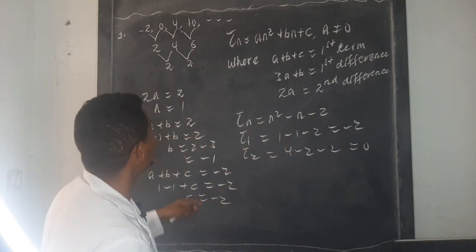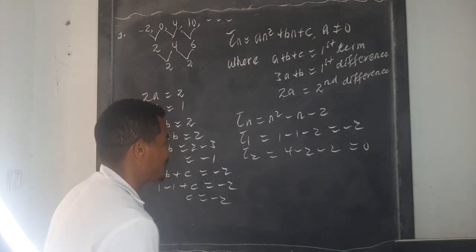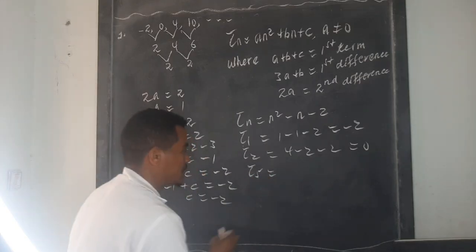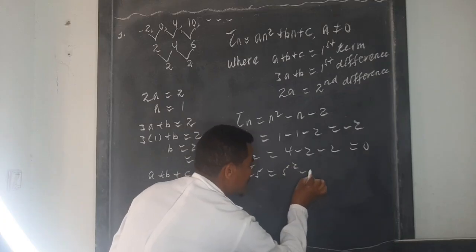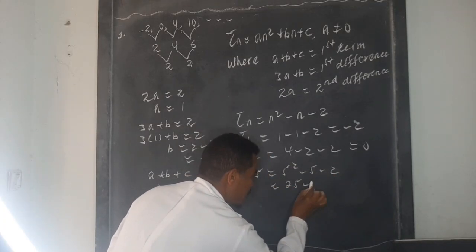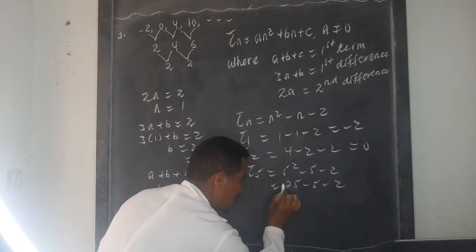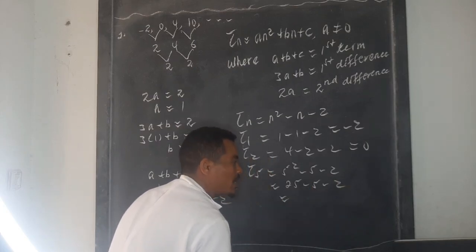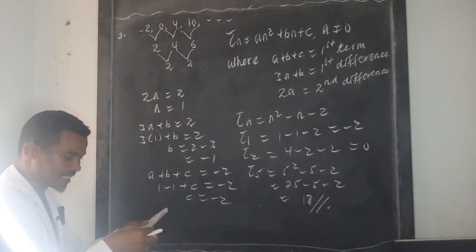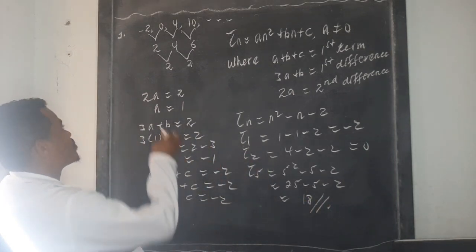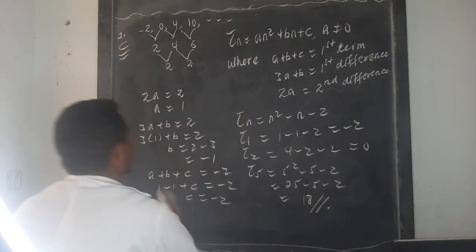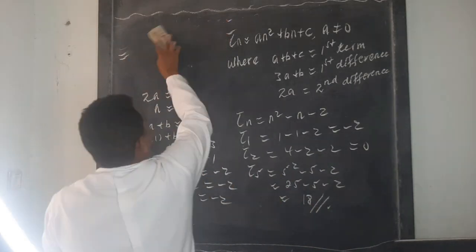So we are asked to find the fifth term, okay? t5, the fifth term of the given quadratic sequence, is 5 square minus 5 minus 2. This is the same as 25 minus 5 minus 2. 25 minus 5 is 20, 20 minus 2 is 18. So for that reason the answer is C.